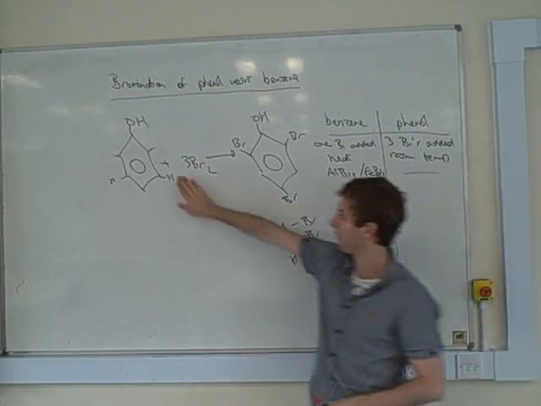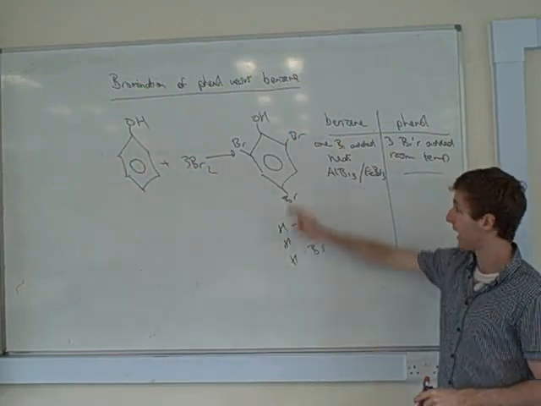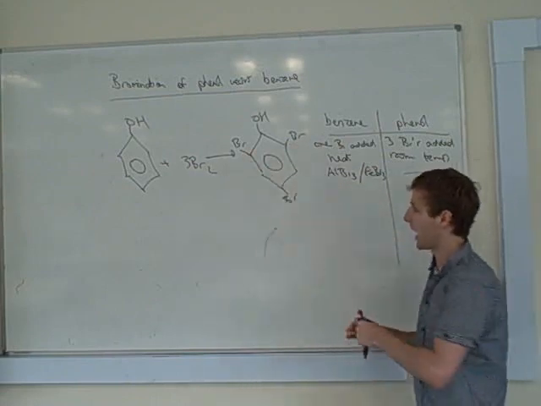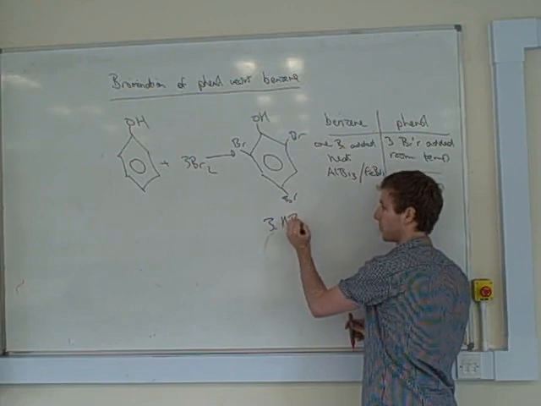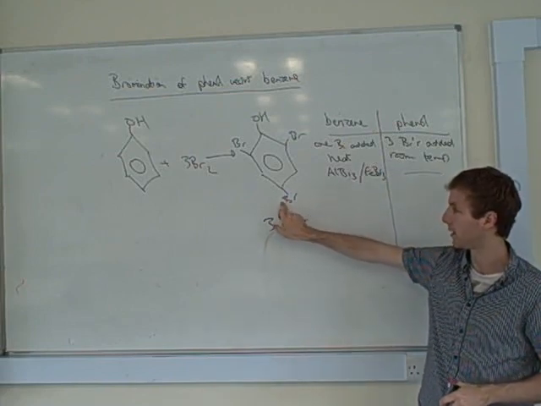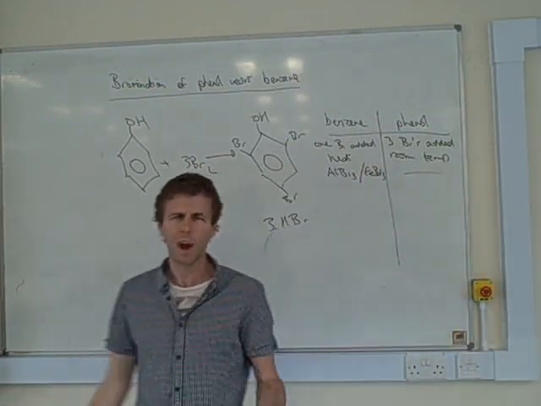So what I end up with, let's just get this back to normal. So what I end up with is my 2,4,6 tribromophenol and 3 HBr. Okay, these H's come from the replaced H's here, which the Br's swapped for. So that's what happens. Now let's talk about why that happens.